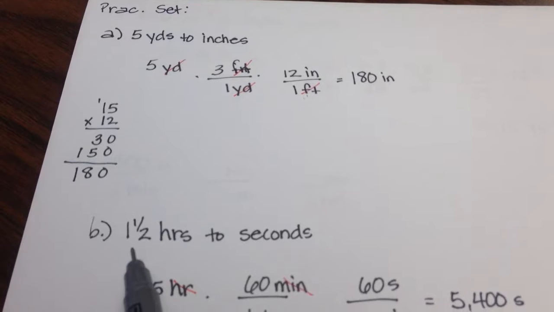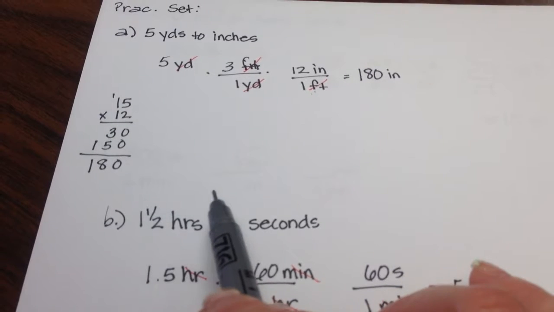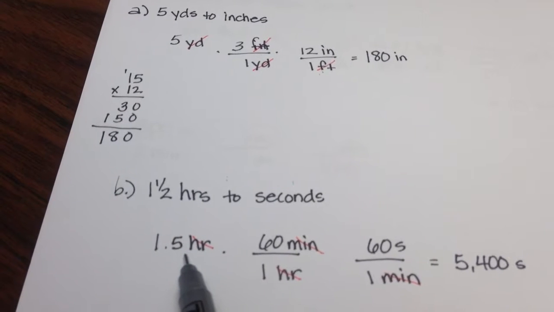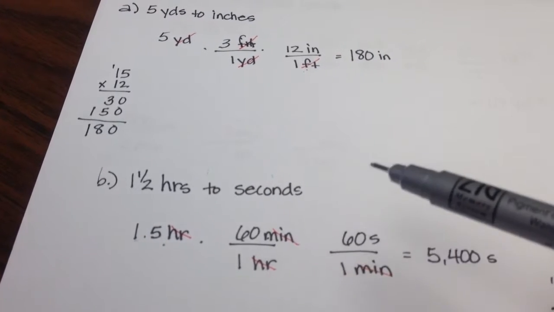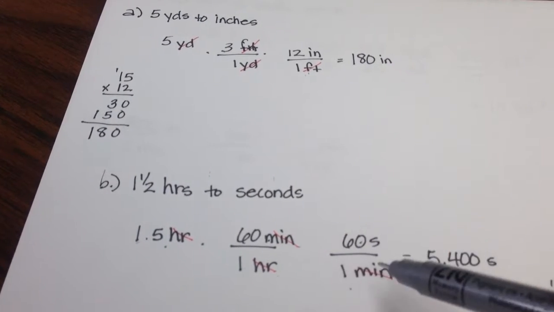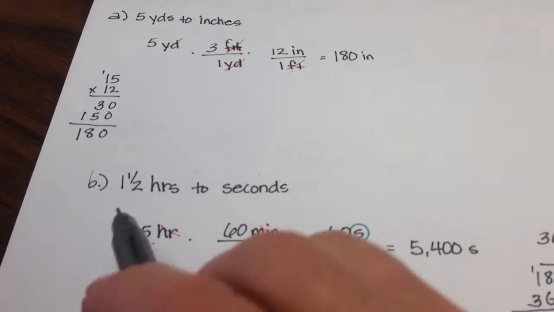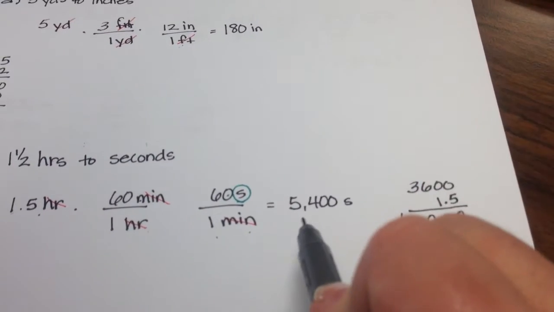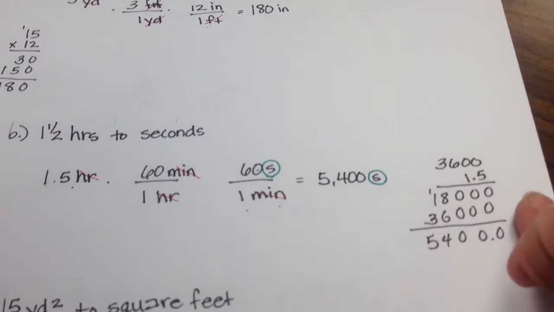Now, B, write this down. 1.5 hours to seconds. What's missing here? Minutes. So I want to go from hours to minutes to seconds. All right? I'm going to write it as 1.5 hours. 1 hour equals 60 minutes. 1 minute equals 60 seconds. Cross out my like labels. Hour, hour, minute, minute. And I'm left with just the seconds, correct? That's the only label left. 1.5 times 60 is, did it all over here, 5,400 what? 5,400 seconds. So that's what I need for there.